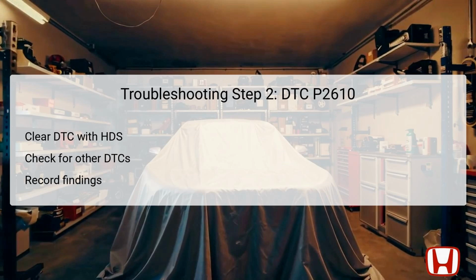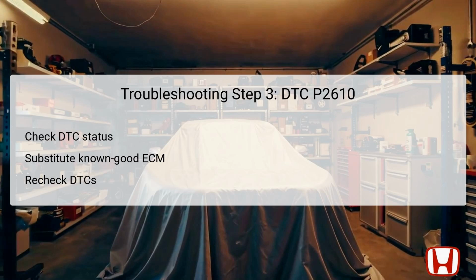This procedure is critical because it helps in verifying the persistence of the fault. If DTC P2610 reappears, it indicates that the issue is ongoing and requires further investigation. If no DTCs are indicated, it could suggest an intermittent failure, meaning the system is functioning correctly at this time.